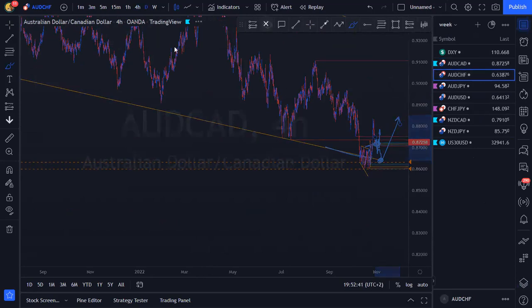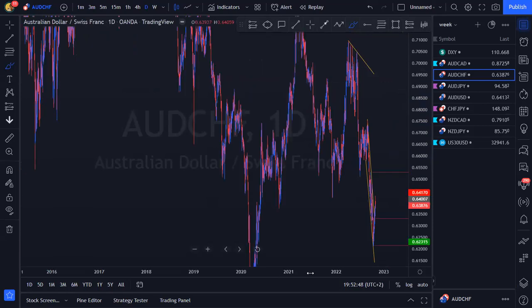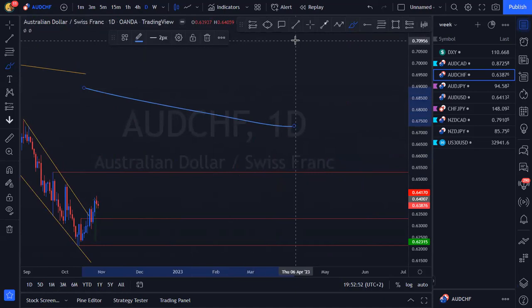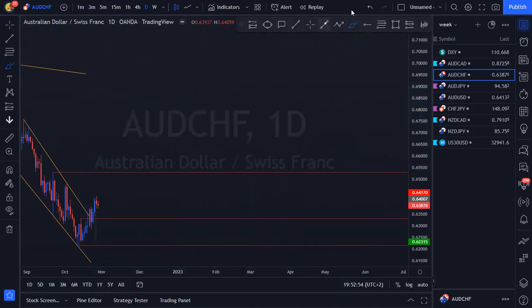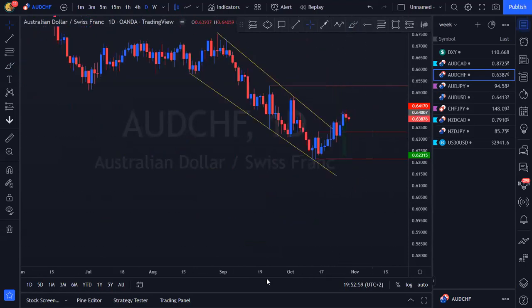Let's go up to a daily. Let's just see what's cooking there on a daily. Cool. So from a daily, what we were doing is we were just kind of focusing on the most recent structure over here.